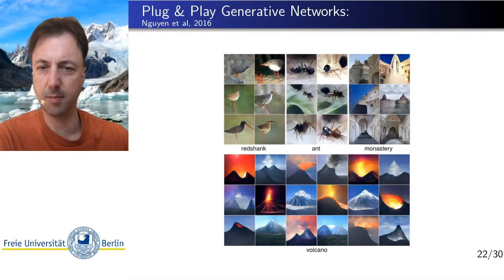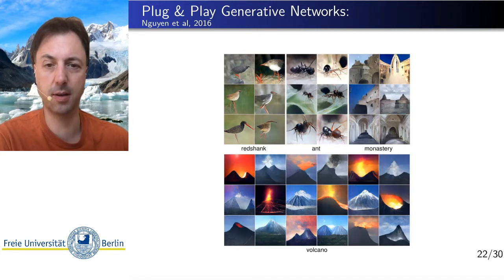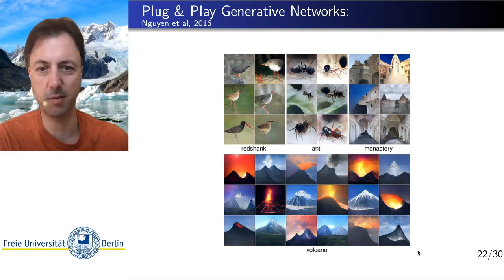So here are examples of a rather old by now convolutional GAN, where we have convolutional neural networks for the generator and also for the discriminator. And these are samples of birds, ants, monasteries. And you can see they kind of look like ants, but they're not really correct or complete. They have missing global information, whereas volcanoes are apparently much easier to generate, and they look pretty impressive.